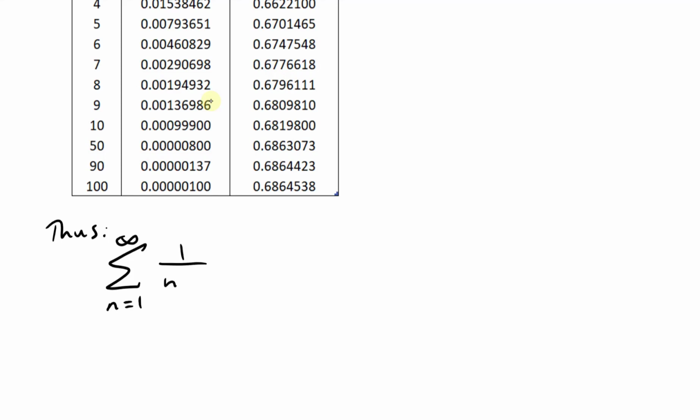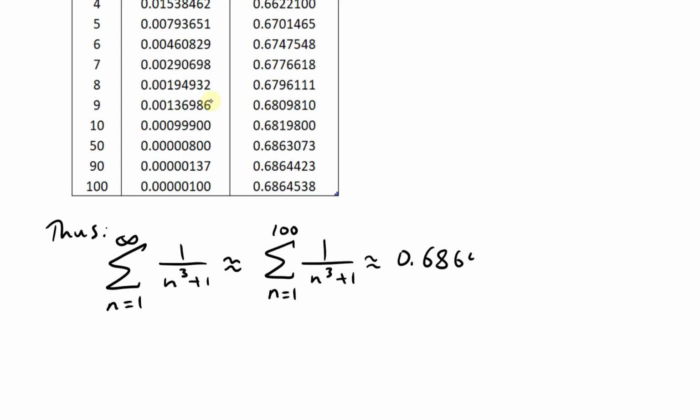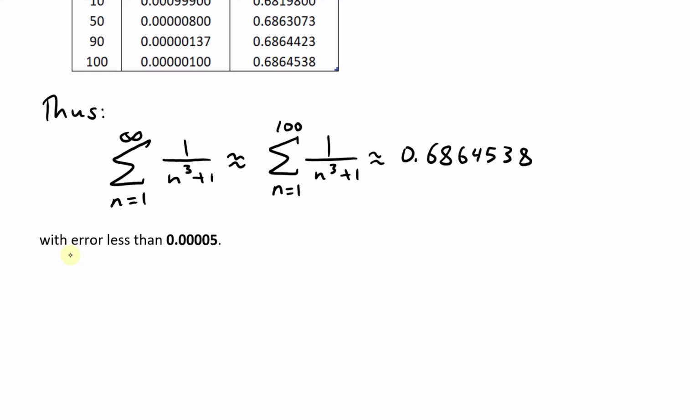Thus what we have is the summation from n equals 1 to infinity of 1 over n cubed plus 1 is roughly equal to the summation from n equals 1 to 100 of 1 over n cubed plus 1, and this is roughly equal to 0.686453, with error less than 0.0005.